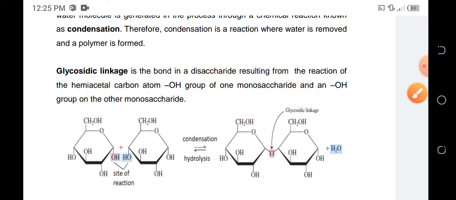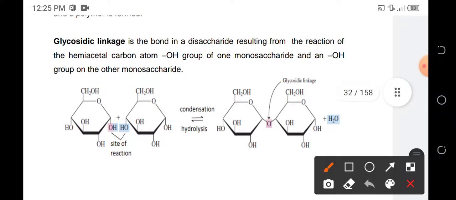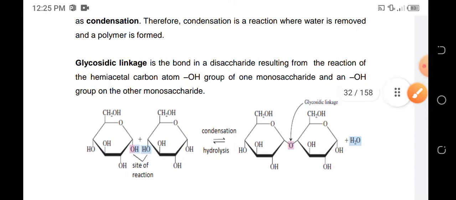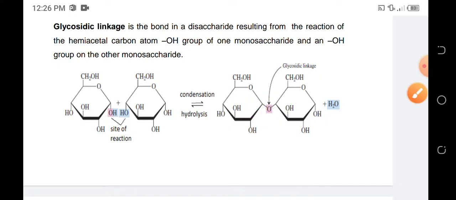Okay? And then that oxygen will be now linking to this carbon atom of the second monosaccharide. So, dito sila mag-form. So, this one would be the site of reaction. Okay? And this oxygen linking to the other carbon atom is known as, so this is linked to that first carbon atom and this is linked to this third carbon atom of the second monosaccharide. And ang tawag dyan ay glycosidic linkage. Okay?